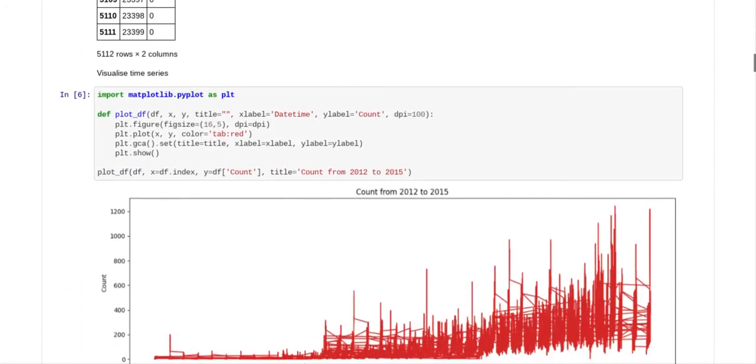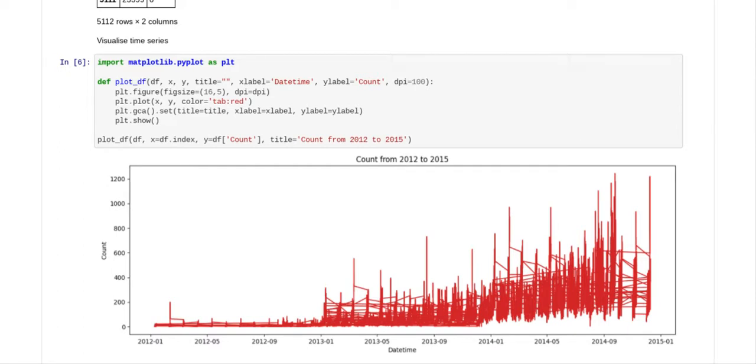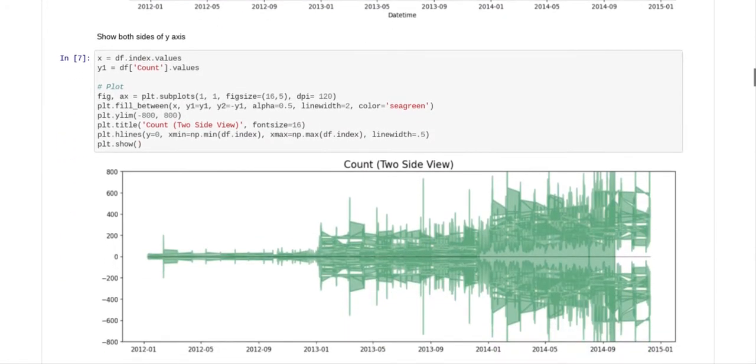And what we did is we imported matplotlib pyplot, and we made a graph of this time series. You can see that the business started out really small and it's getting more and more customers. Since there were no negative values, we were able to put a graph on both sides, a two-side view. You can see that it started out really small and then it built up to get more users.